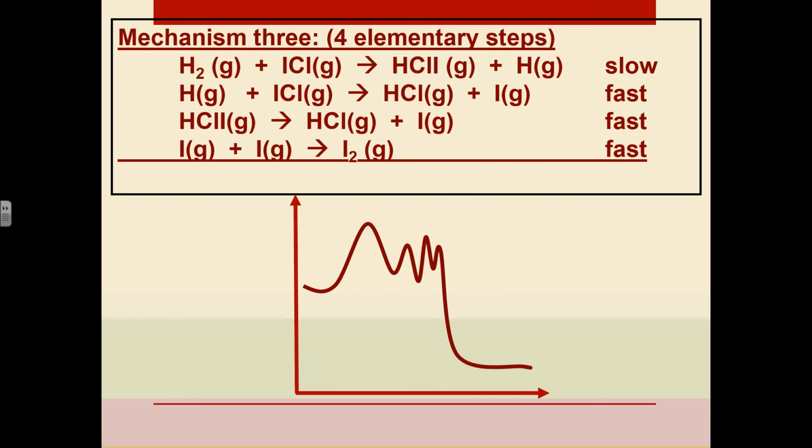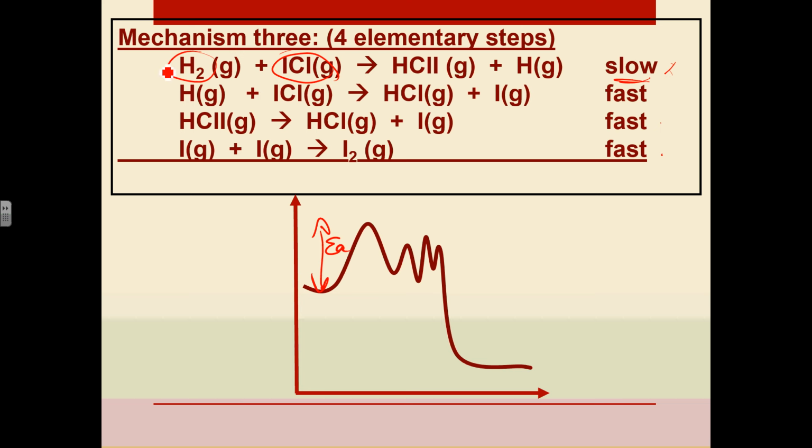Here's another possible mechanism, and this one has four elementary steps. Again, one is slow, and the others go really, really fast. If you take a look at this, the H2 and the ICl have to come together in the first part of this reaction, and that has the highest activation energy, and that's why it's considered the slow step. Now, I can only go as fast as my slow step. So if I increase the hydrogen and the ICl, according to this, they both should increase the rate of the reaction.